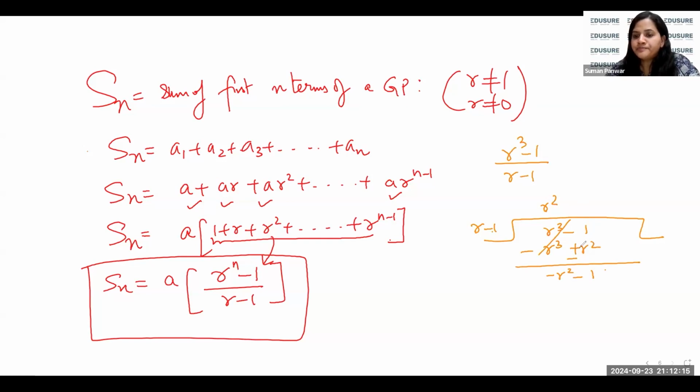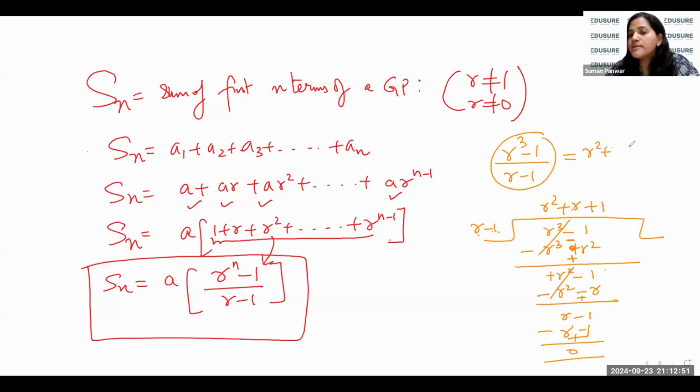Then r into, so this is minus r square. This will become plus. So then r into r will be r square. Then r into minus 1 will be minus r. Then again change the signs. We'll get r minus 1. Then this will be plus 1. r into 1 will be r. 1 into minus 1 will be minus 1. Subtract, you get 0. So when I am dividing r cube minus 1 by r minus 1, what I am getting? r square plus r plus 1.